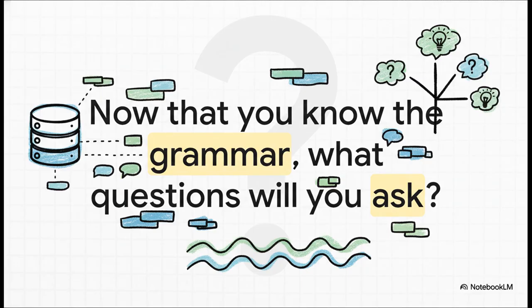So there you have it, the big 6, the fundamental grammar for talking to data. You now hold the keys to unlock answers from massive data sets. You have the power. So the only real question left is, what are you going to ask first?